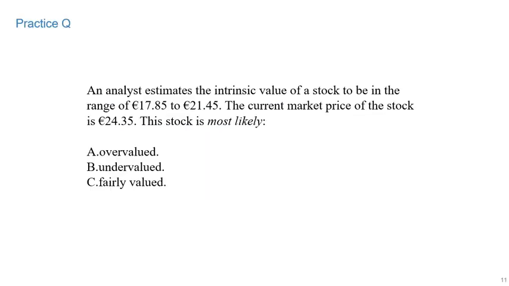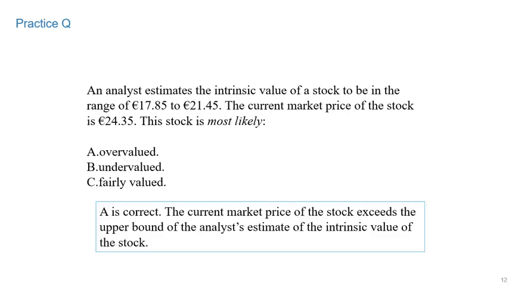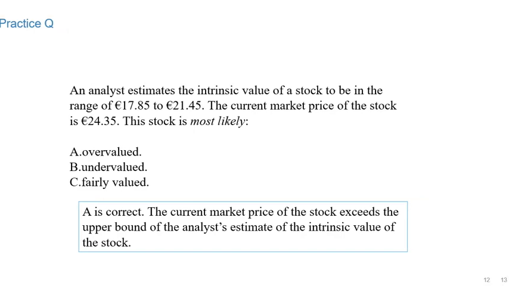So a quick practice question here. An analyst estimates the intrinsic value of a stock to be in the range of 17.85 to 21.45 euros. The current market price of the stock is 24.35, so this stock is most likely A, overvalued, B, undervalued, or C, fairly valued. Well, the answer is A. The current price of the stock exceeds the upper bound of the analyst's estimates, so the stock is overvalued.